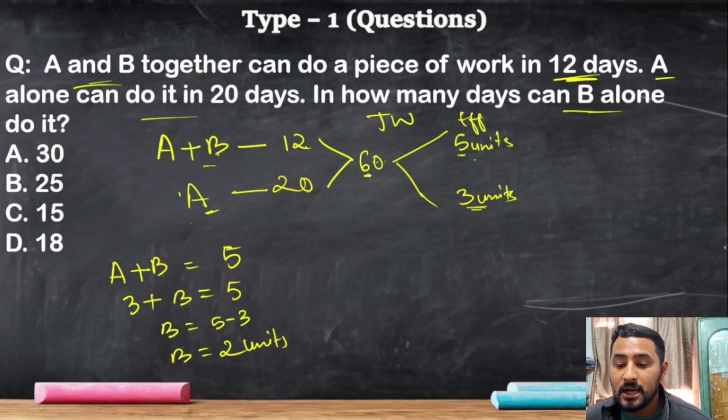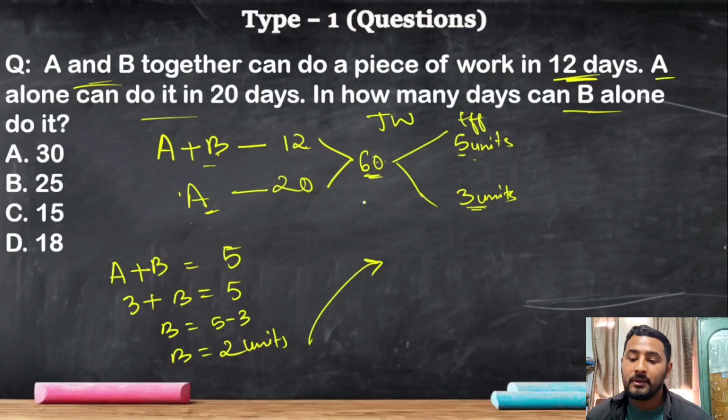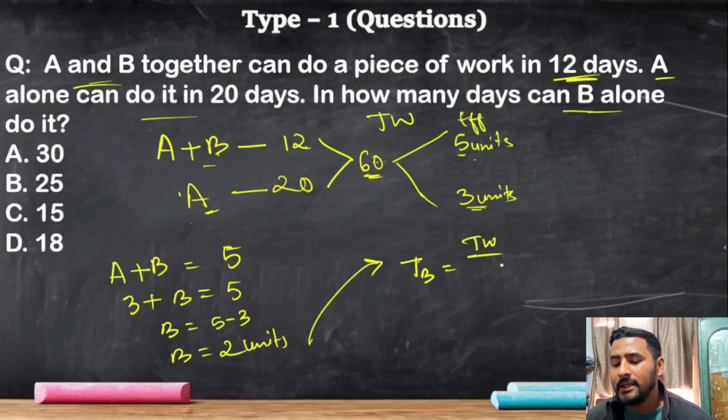Now our total work is how much? Our total work is 60. So find the days for B. Let me write it down like this. Don't be confused, okay? TB, time for B, is total work by efficiency. So let me do it like this. I just move to the other side to get the space.